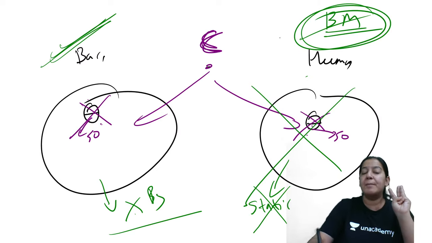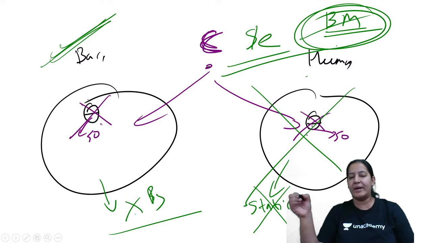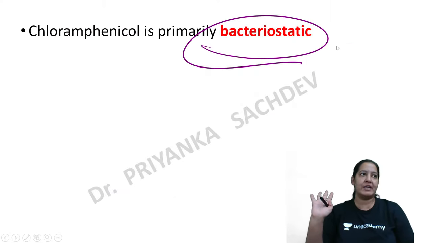And bone marrow failure is the biggest threat, the biggest side effect this drug has. That's why it is banned nowadays. Chloramphenicol is not used, but for MCQ purposes, you should know that. Give me a thumbs up.